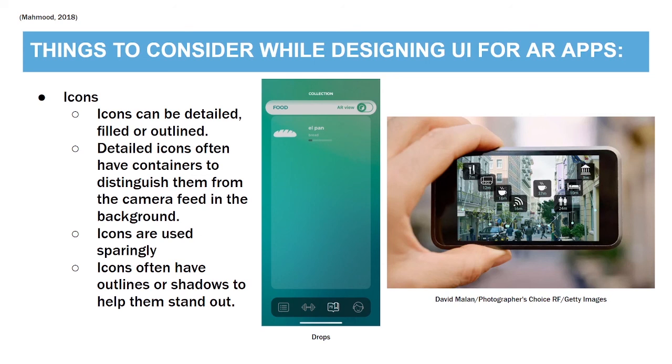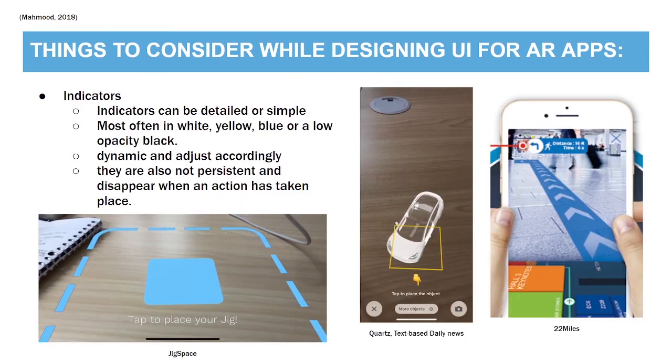Icons. Icons can be detailed, filled, or outlined. Detailed icons often have containers to distinguish them from the camera feed in the background. Icons are used sparingly. Icons often have outlines or shadows to help them stand out on screen. Indicators are another thing to think about, especially for AR apps. They can be detailed or simple. Most often, they are white, yellow, blue, or a low opacity black. They happen to be dynamic and adjust accordingly. They are usually not persistent and disappear or change when an action has taken place.